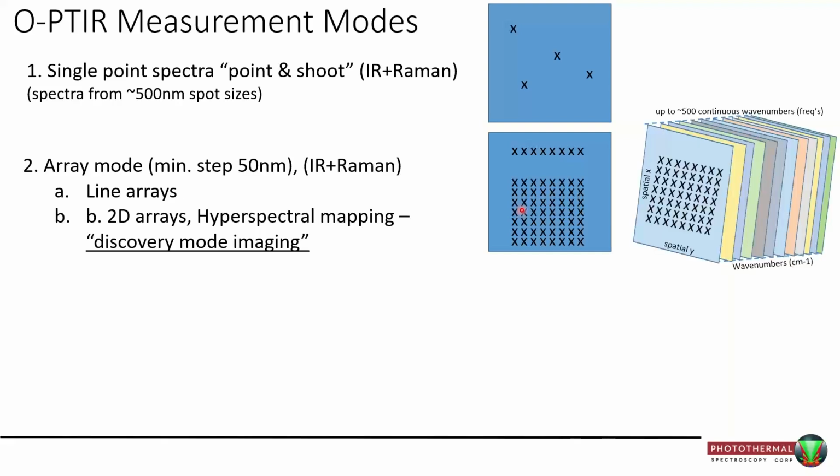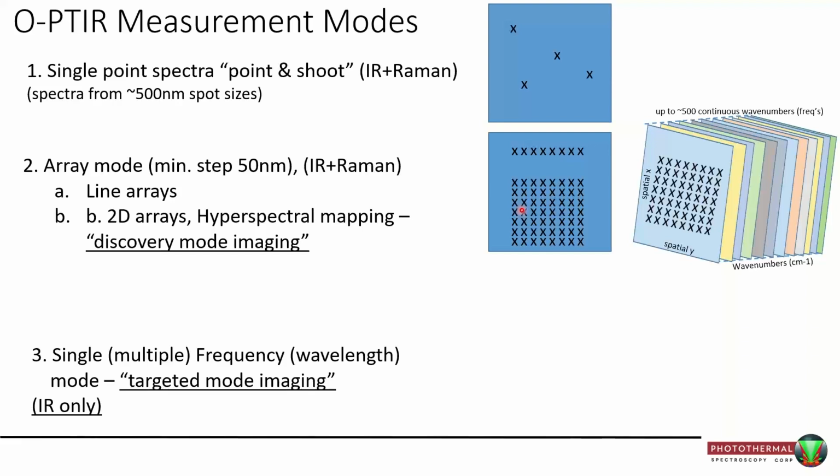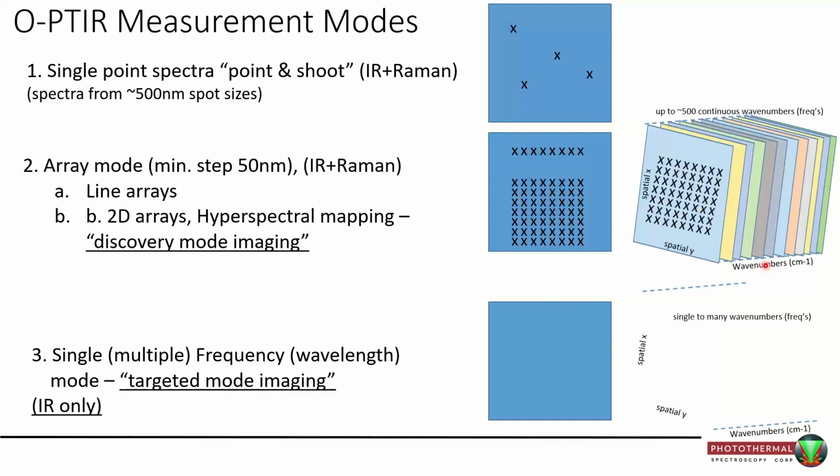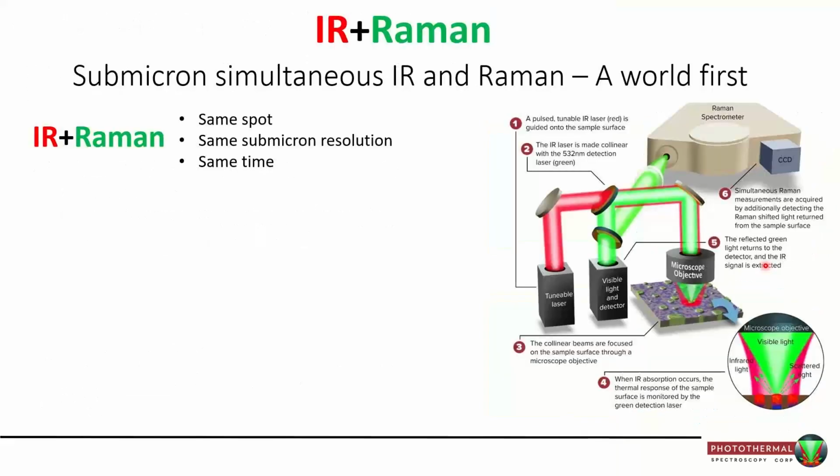So you get a full three-dimensional hypercube of information. And perhaps one of the more interesting modalities that are really made possible through the use of these emerging QCLs is single frequency imaging. So if you know what you're looking for, rather than collecting every single wave number across your spectrum, you can do selected or targeted chemical imaging where only certain frequencies, certain wave number images, are collected, and that speeds up the measurement dramatically.